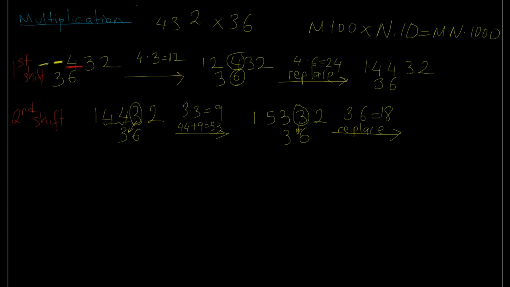Now, how do you do that? Well, you put 8 in place of 3, and we increase the digit to the left of 3 by 1. So therefore, we get 1, 5, 4, 8, 2, and 36. So this is the end of shift 2. Now we move to the third shift.